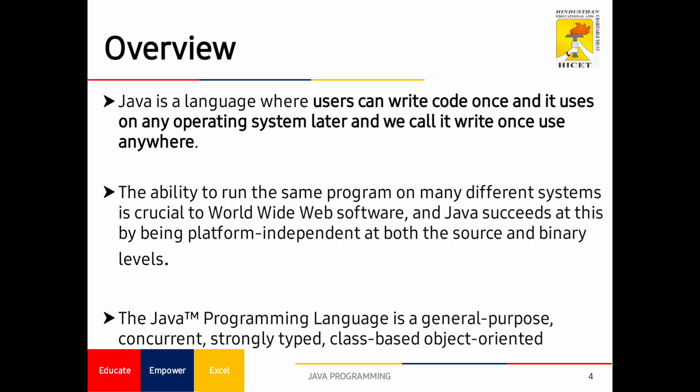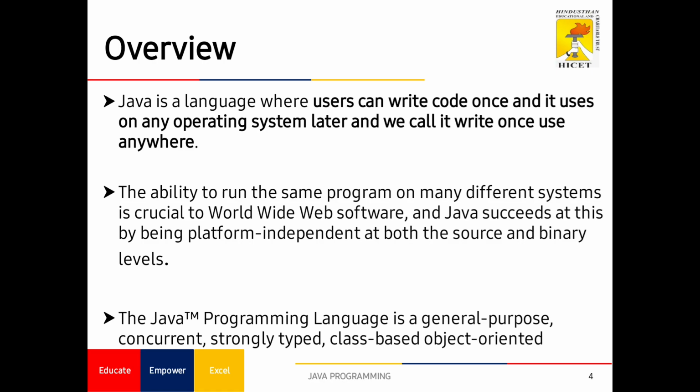For example, I can write a Java program in Notepad. Even if I write the program in Notepad itself, I can run it in the command prompt. I can also write a program in Notepad++ and run it in the command prompt. Any kind of platform will be accessible for Java. The ability to run the same program on many different systems is crucial to World Wide Web software, and Java makes this successful, and that is the reason most users or clients prefer Java as a programming language.